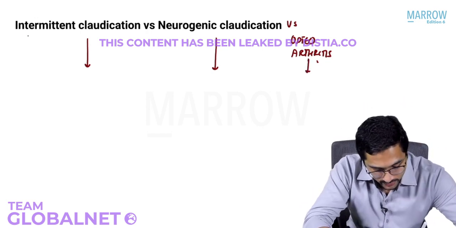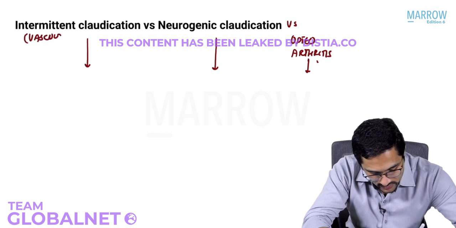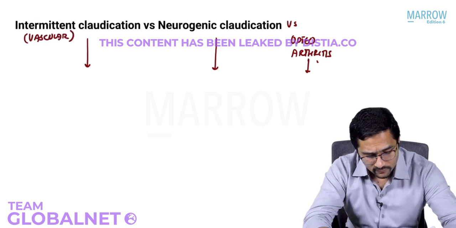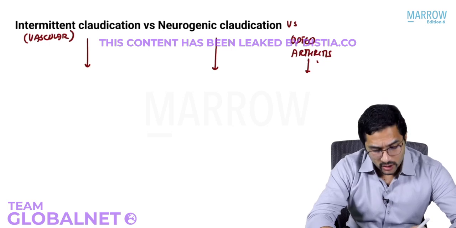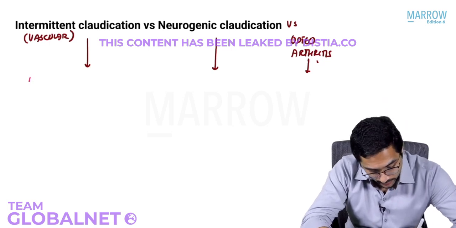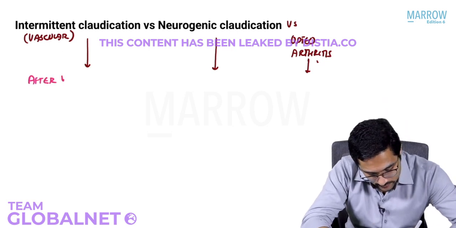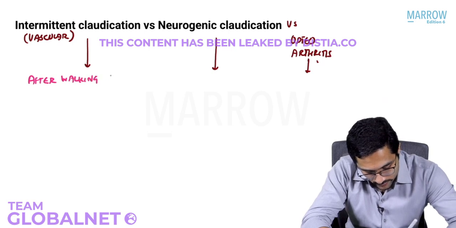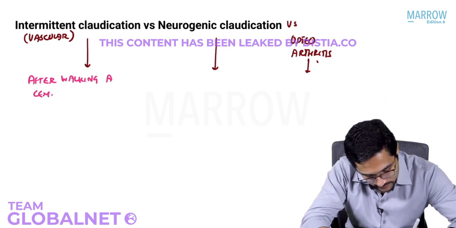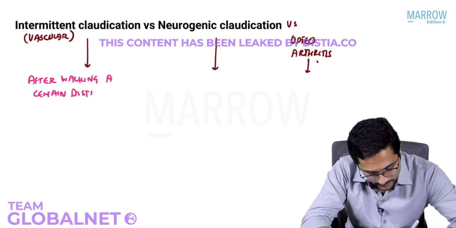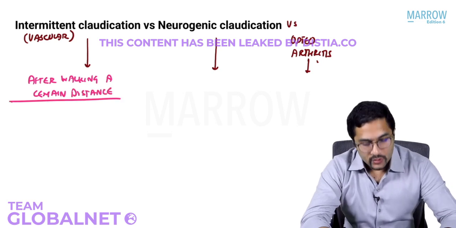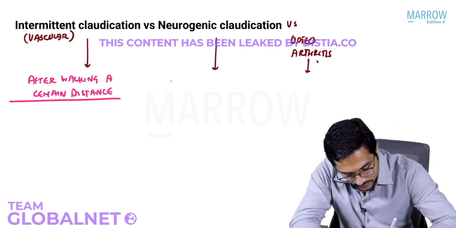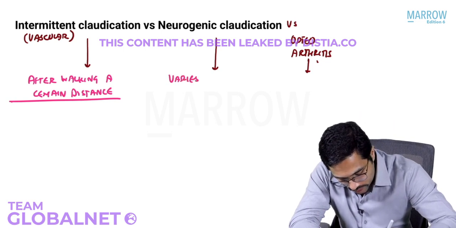So intermittent claudication, I'm saying vascular claudication, which we've been talking about. So vascular claudication, the pain is going to come after walking a certain distance. After walking a certain distance, that is when this pain will come. Neurogenic claudication, on the other hand, varies with posture.